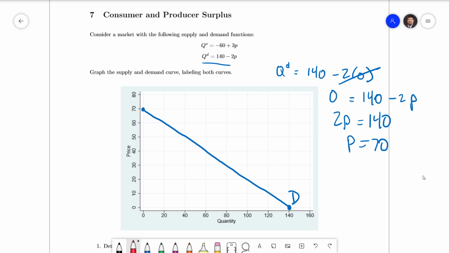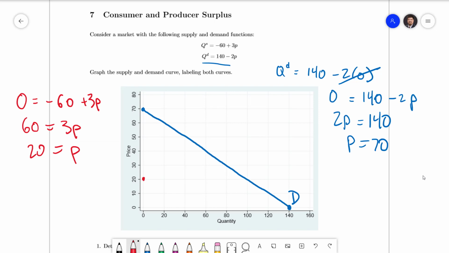Next, we are going to draw the supply curve. First thing we want to do for the supply curve is figure out our price axis intercept. So we're going to put 0 in for quantity supplied, negative 60 plus 3p, and then solve for p. I'll add 60 to both sides, divide by 3 to get 20. It's going to be right here.